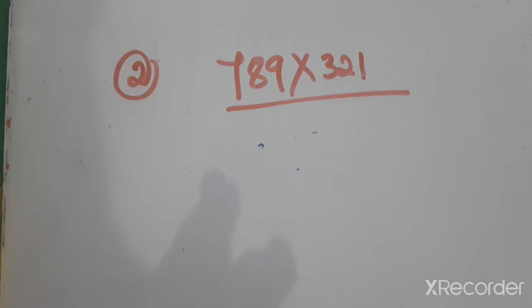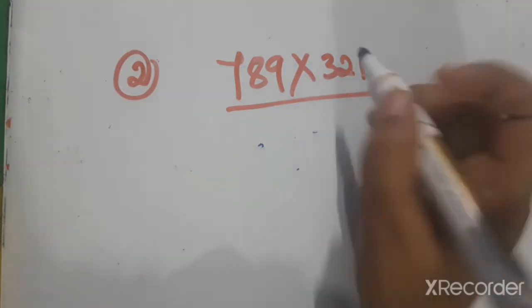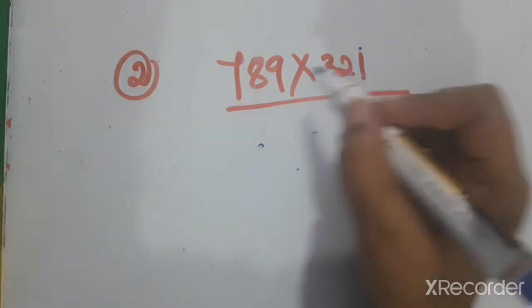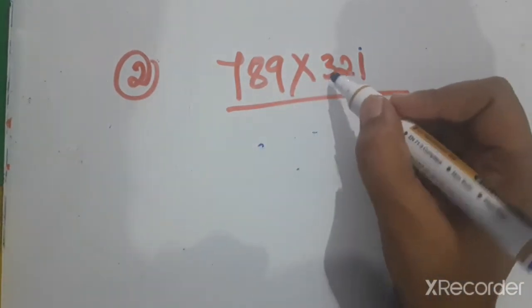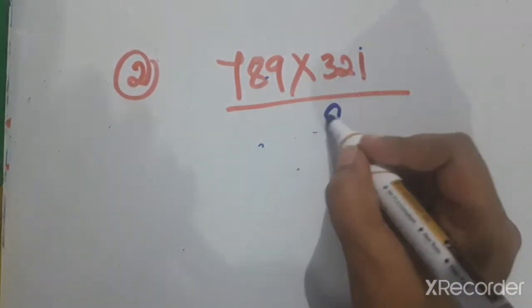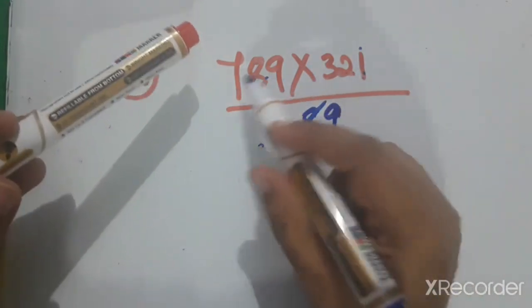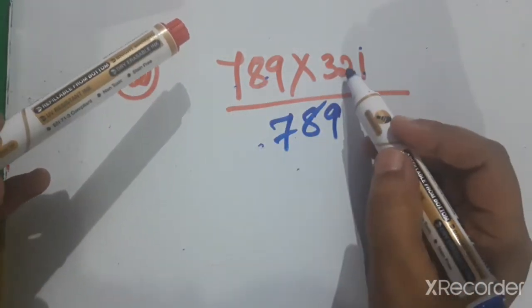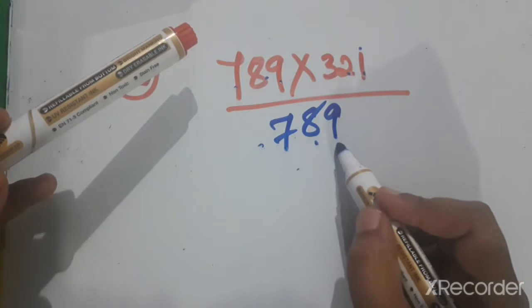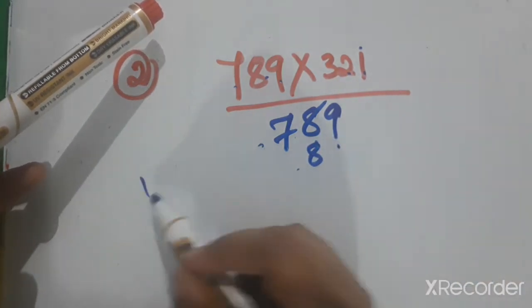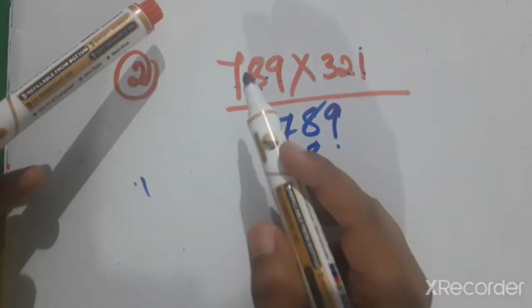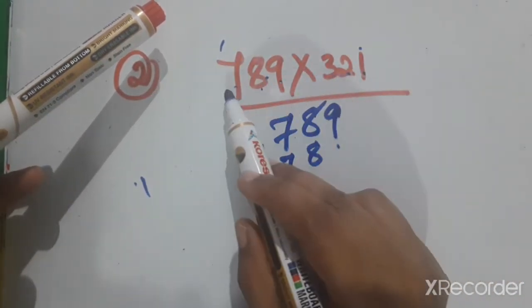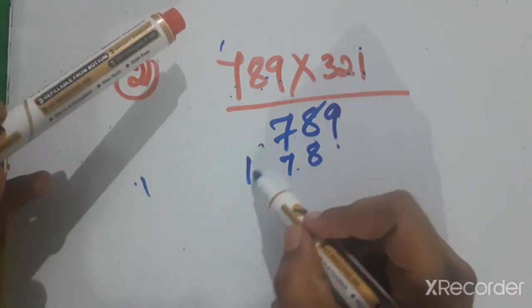Now second question, children, 789 into 321. Now first multiply with 1. 1 with each number. Then second line with 2 with each number we have to multiply, and 3 with each number. Now 1 nine is 9. 1 eight is 8. 1 seven is 7. Over. Now second. 2 nines are 18. 18 means leave one space and write. 18 means 8. 1 carry to the next place. 2 eights are 16. 16 plus 1 is 17. So 7. 1 carry to the next place. 2 sevens are 14. 14 plus 1 is 15.